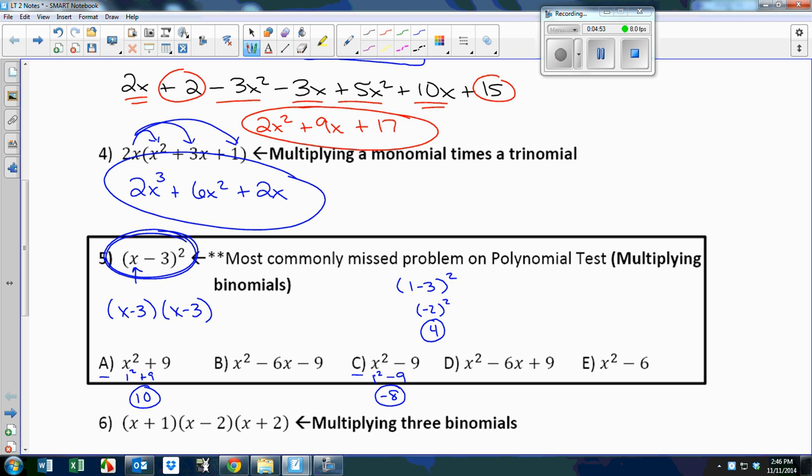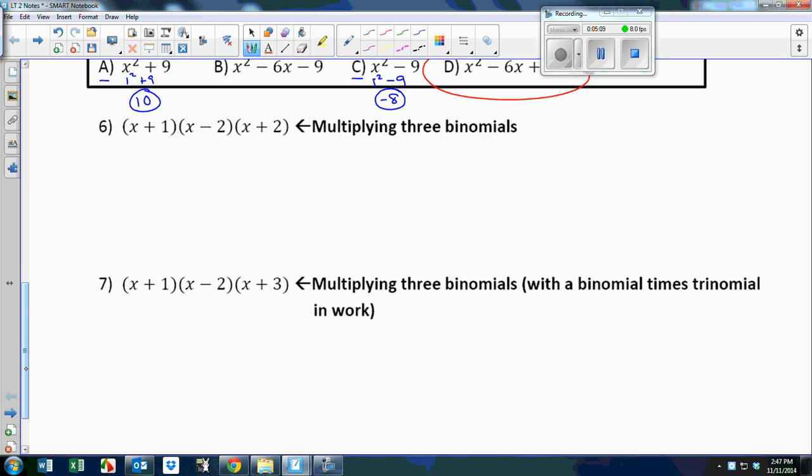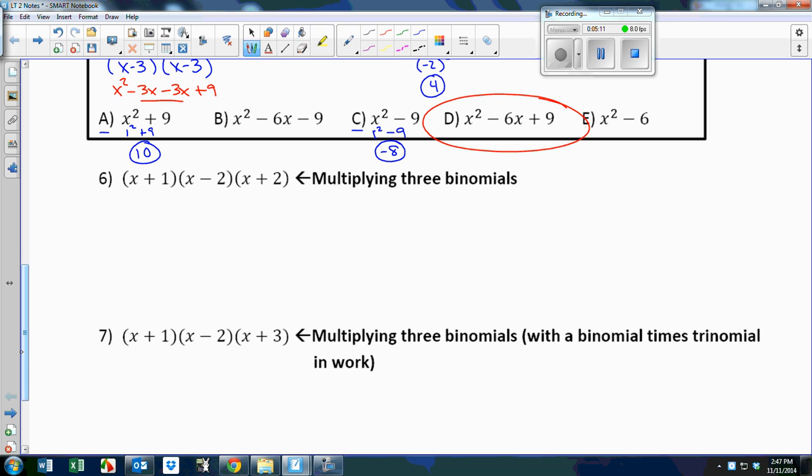And then your mind kicks in and says, that's a FOIL, F-O-I-L, so x squared minus 3x minus 3x plus 9, and you get negative 6x in the middle. So it should have said x squared minus 6x plus 9. The answer was D. All right, last, I think last two, multiplying three binomials.